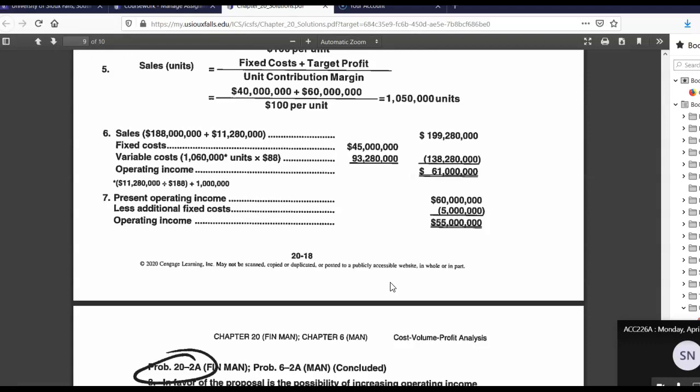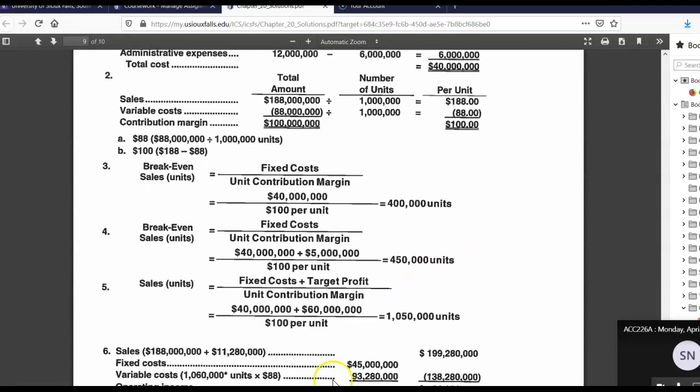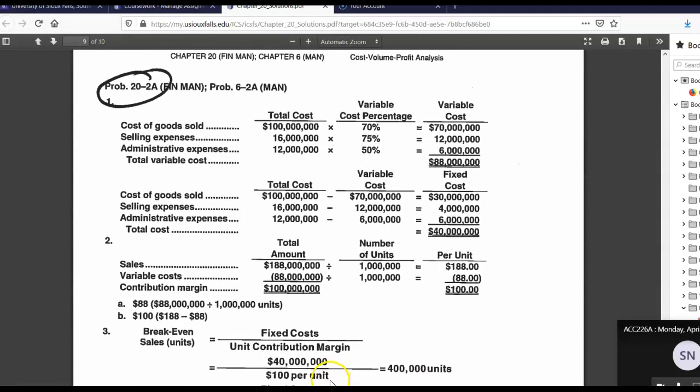Those kind of proposals is what the bank would love to see you put together when you're considering an expansion or some kind of proposal. Any questions on problem 2A? Anybody have any questions on any of this? Anybody?